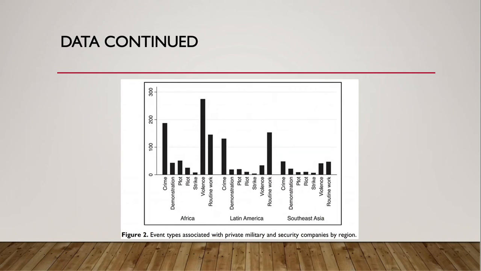Data analysis here, when we think about Africa, Latin America, and Southeast Asia, these are the services that are provided, or not the services, these are the event types associated with the actions. So they have crime, plot, riot, strikes, violence, routine work. And what you can see here is that there's a lot of routine work and a lot of violence. And that different regions experience PMFCs differently.